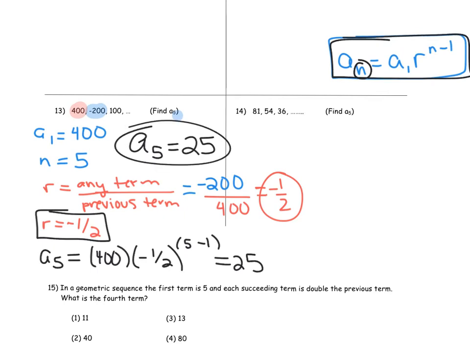All right, lastly, I'll do question 14 for you all, and then you'll have everything you need to get started on your homework. So let's take a look at question 14.